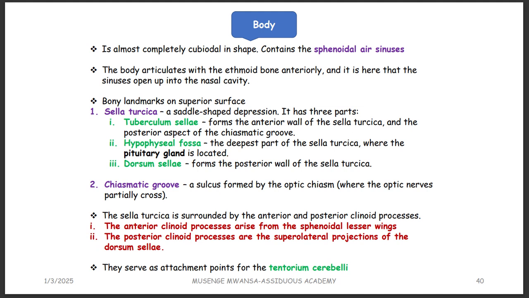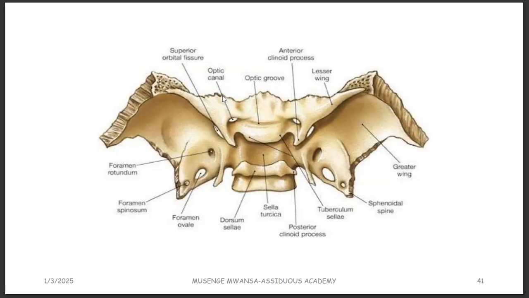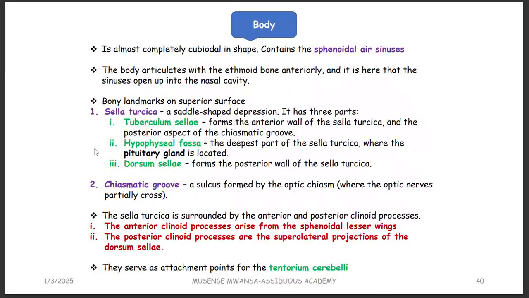Those frontal air sinuses will actually open in the nose, in a specific region, but we'll talk about that when we talk about the nose. The sphenoid air sinus also opens in the nose at a specific area, but that will be a discussion when we talk about the nose. Some landmarks you need to know for the body of the sphenoid are the sella turcica and the chiasmatic groove.